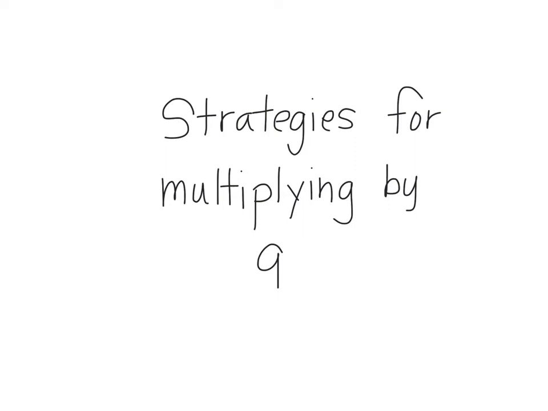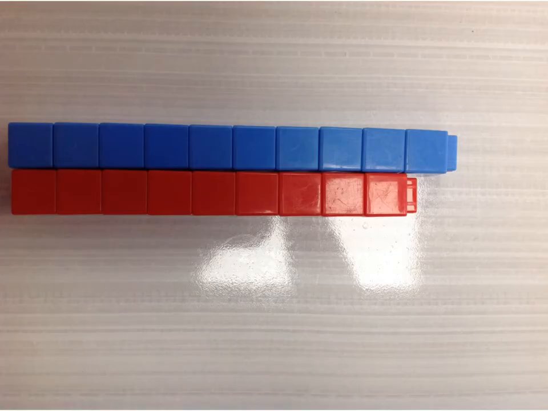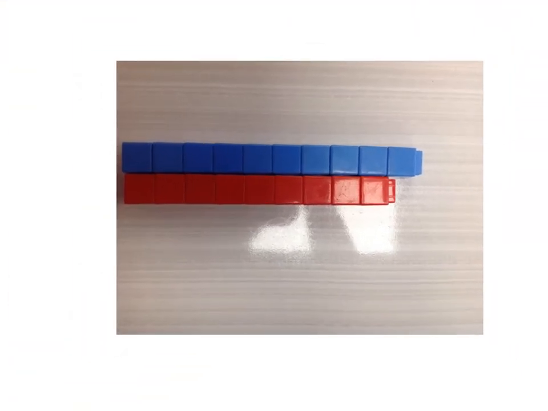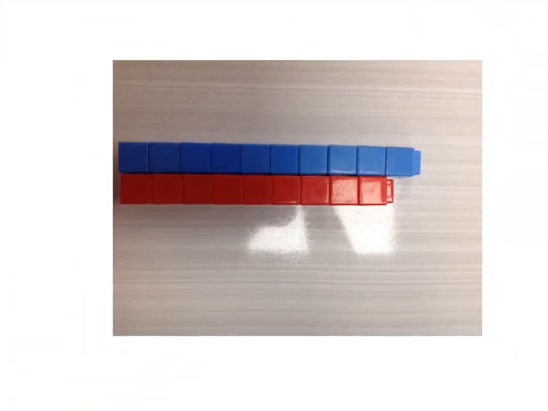In this video, we're going to look at strategies for multiplying by the number 9. So here I have a picture of some Unifix cubes, and this first row, the blue row, has 10, and the red stack has only 9 cubes.